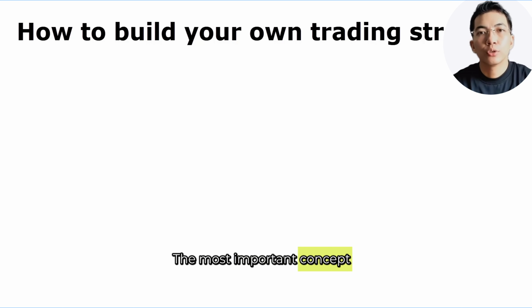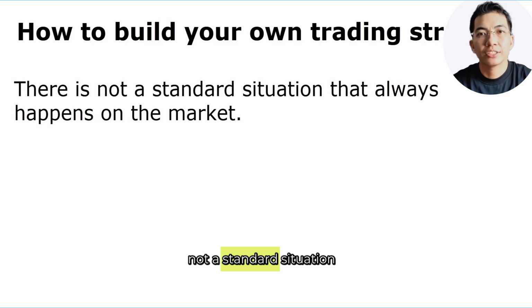The most important concept is that there is not a standard situation that always happens on the market. Every scenario is different and needs to be analyzed on its own. This is the reason why this lecture is called How to Build a Trading Strategy and not How to Build a Trading System. You want to have a strategy to consider some entries when you analyze the chart, but you don't want to have a system that is made by a bunch of rules that you always apply regardless of what the market is really saying.